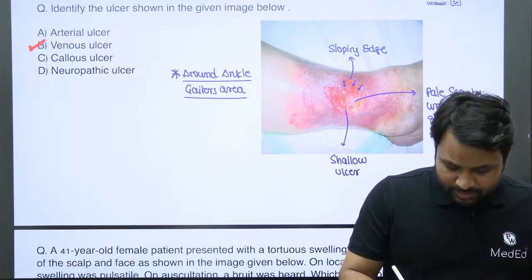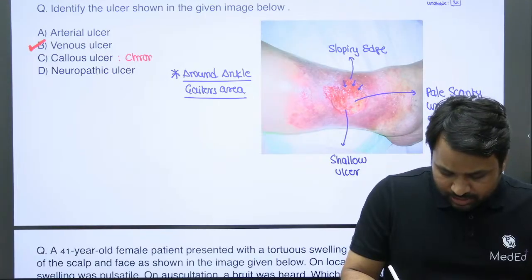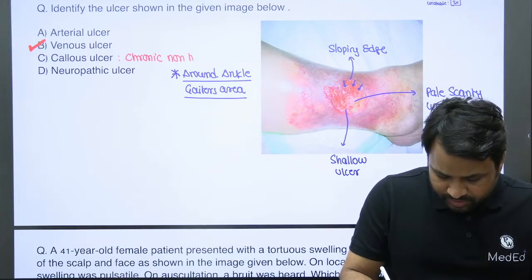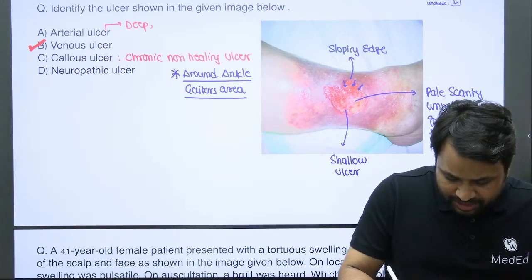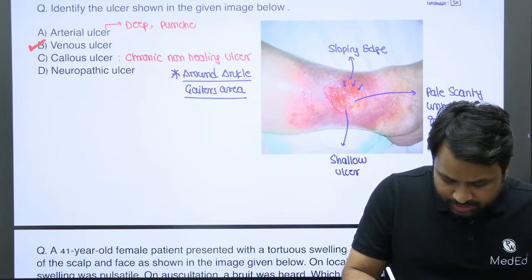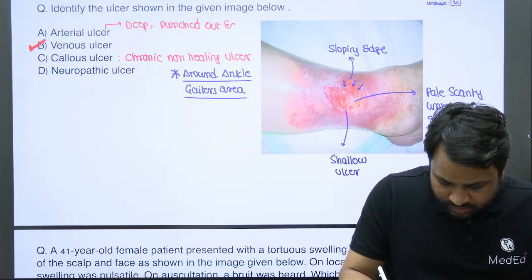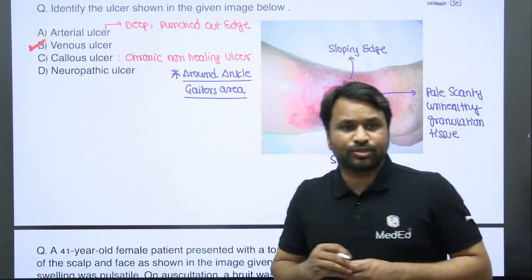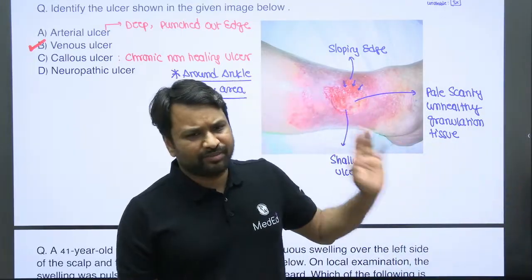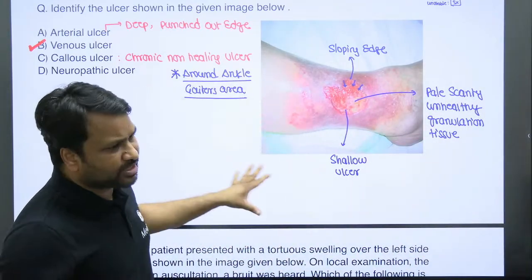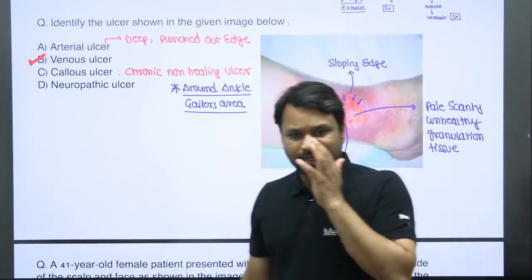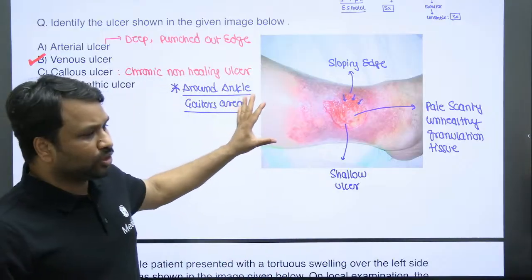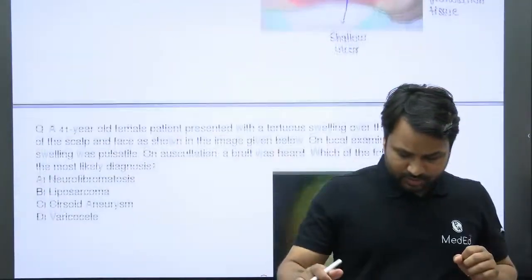Callus ulcers are basically chronic non-healing ulcers. Arterial ulcers are going to be deep and they will have a punched out edge, right? Neuropathic ulcers are going to be the same context. Okay? But here, because the characteristic image depicts a venous ulcer, I can say it is your venous ulcer. Clear? Okay? So this concludes that the image that you see here is your venous ulcer.